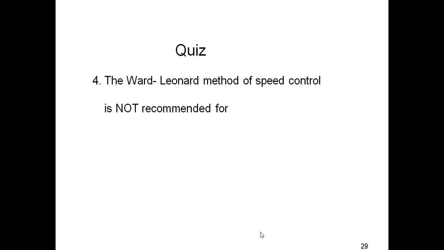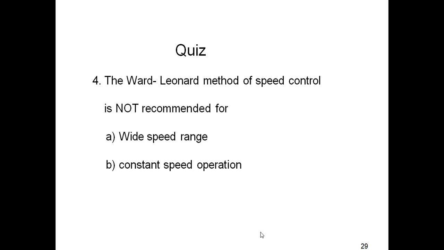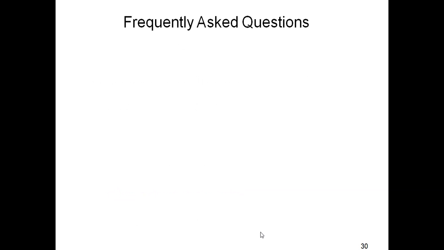The fourth question is the Ward Leonard method of speed control is not recommended for: wide speed range, constant speed operation, frequent speed reversals, very low speeds. As it is not recommended for frequent speed reversals.